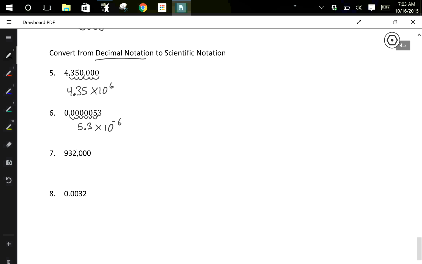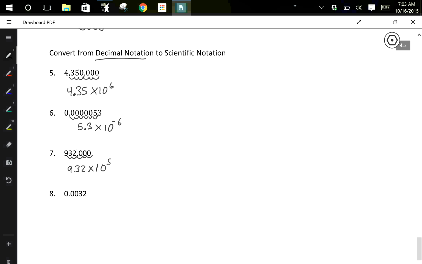Whereas if you're writing a really big number in scientific notation, you know that it should have a positive exponent on the times 10. So again, here's a big number. 9 is the very first, so 9.32. And this is going to be times 10 to the 1, 2, 3, 4, and 5. That's how many spaces I'd have to move it over to get back to the 932,000.